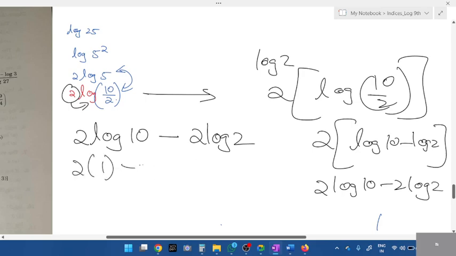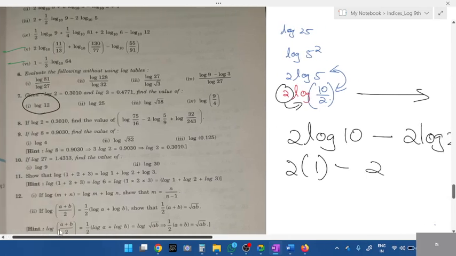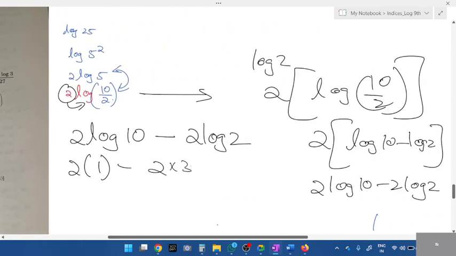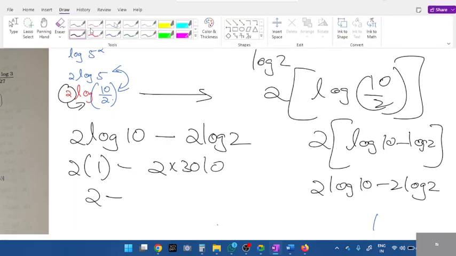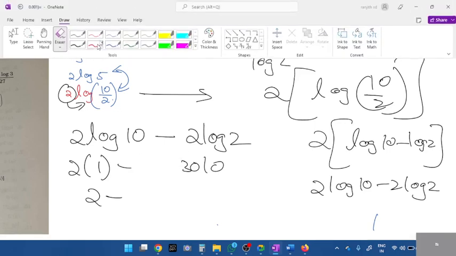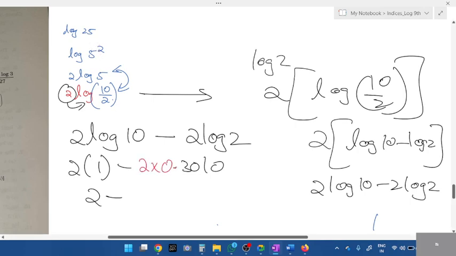Completed. 2 into 1 minus 2 into log 2 is how much? 0.3010. So 2 minus 2 into 0.3010. Complete it now. You get 0.6010 hmm, now you will get the answer as 1.39 something. Yes, 1.398. Take down even this right hand side calculation, students. 2 belongs to both.